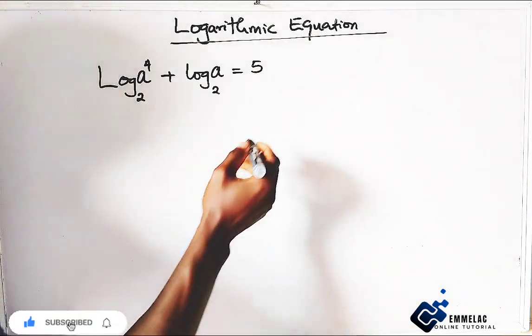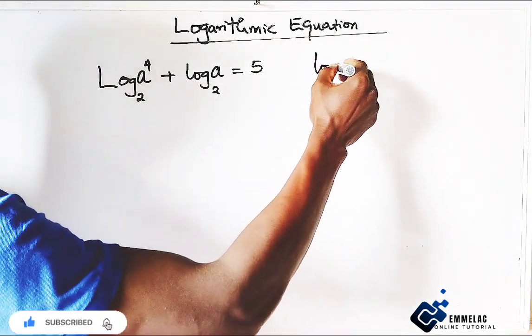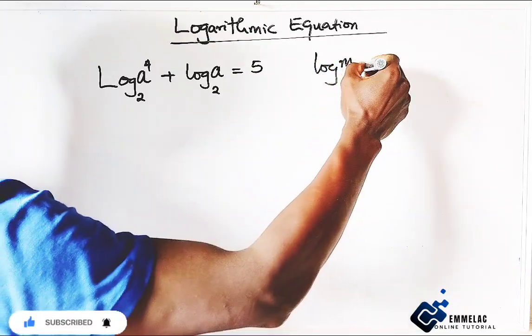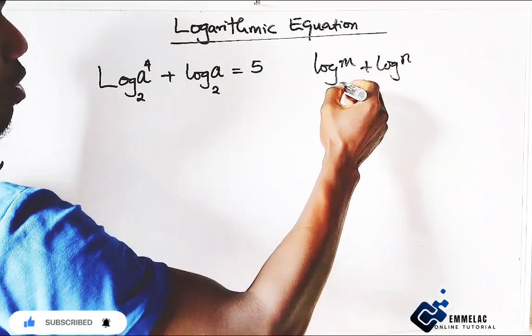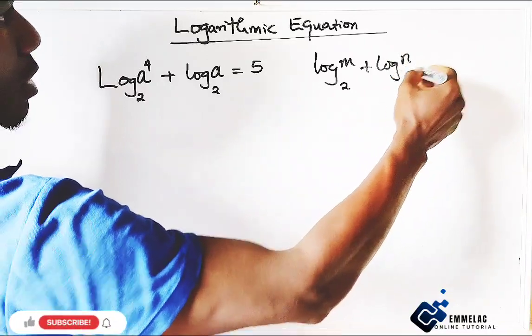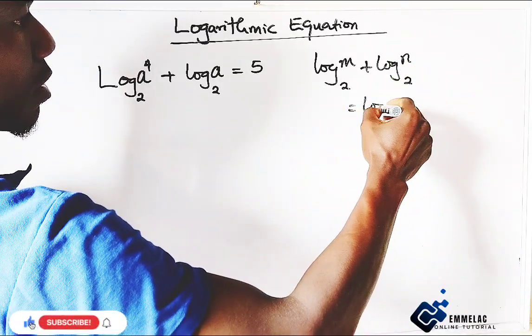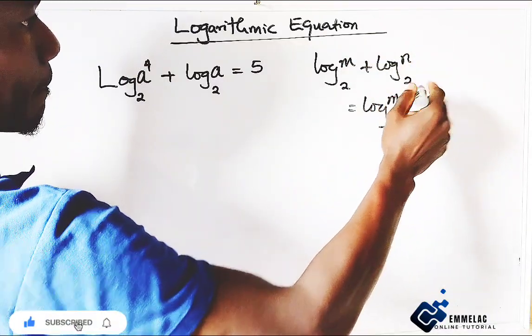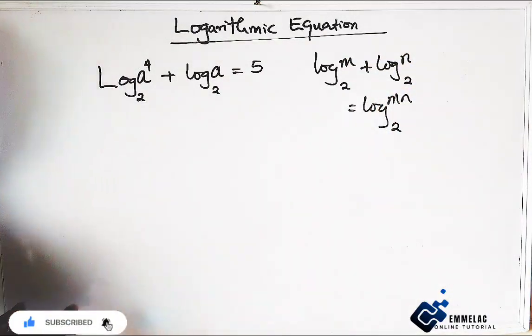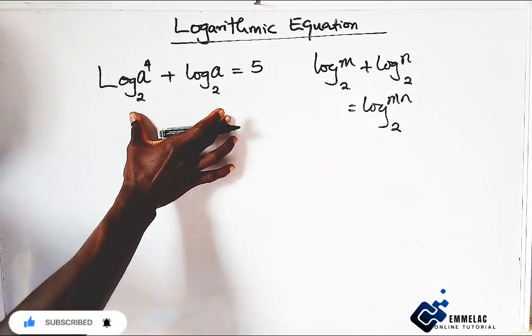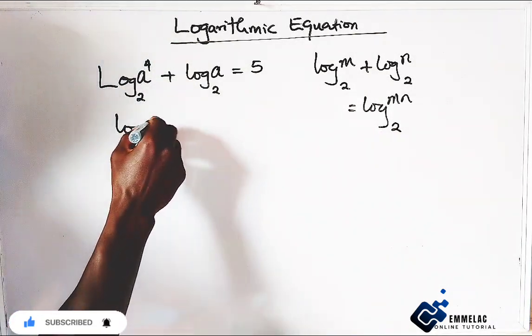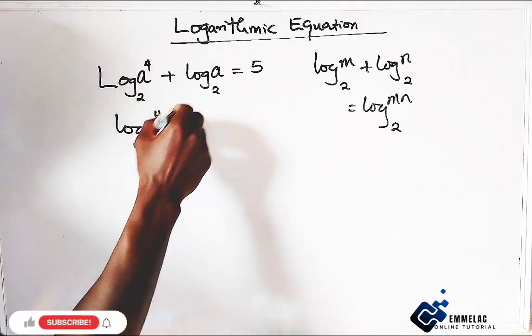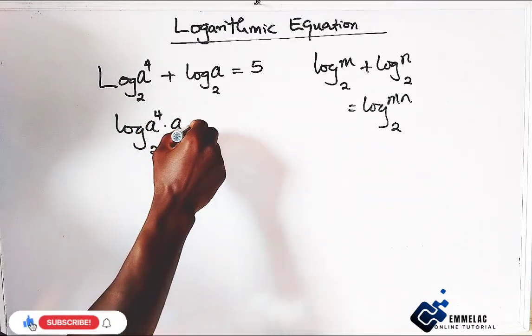Now let us recall that log m plus log n, all in the same base, will give us the log in the same base of the product of the variables, that is m times n. Now if you use this law to solve this, here we have log a plus log a, all in base 2, equals what? 5.